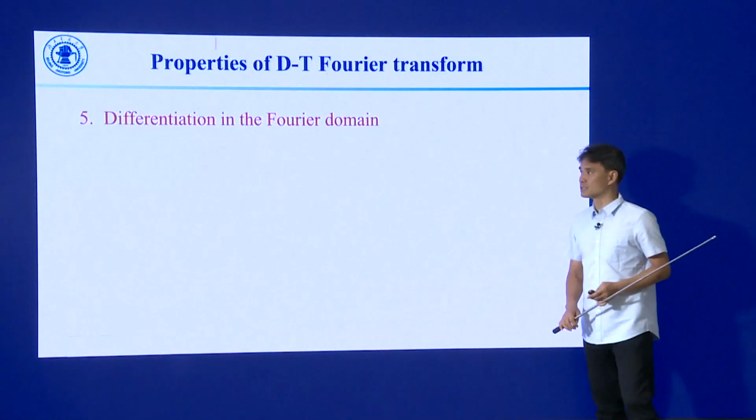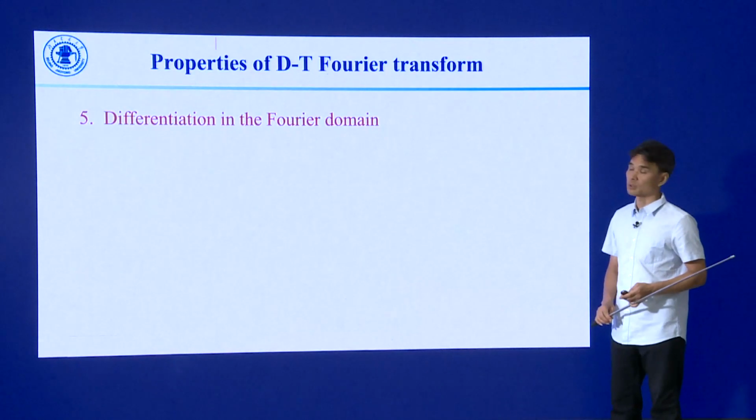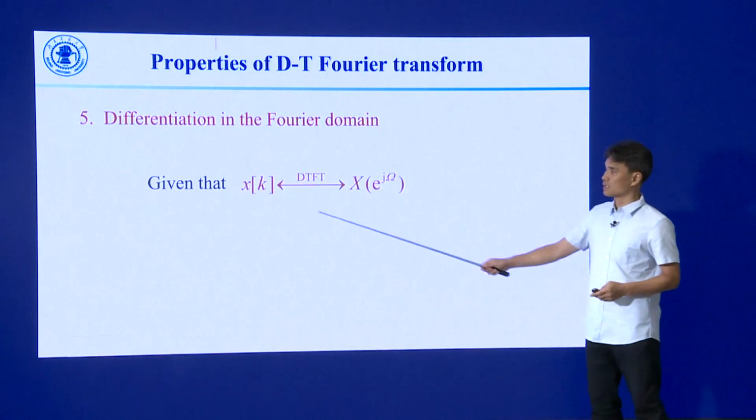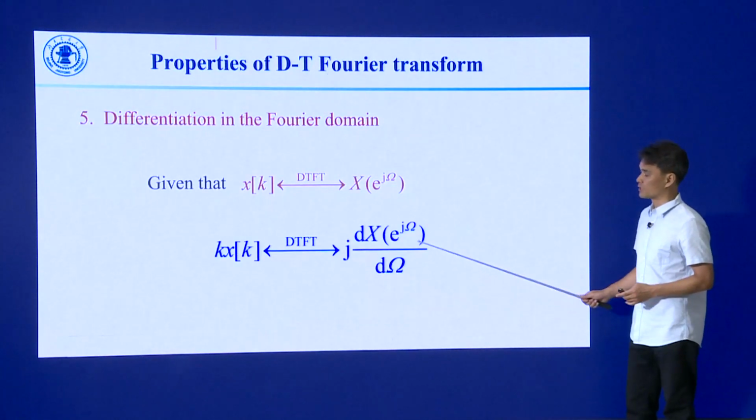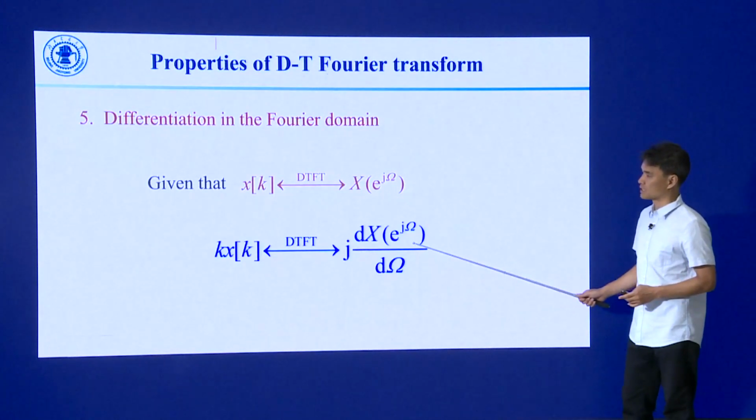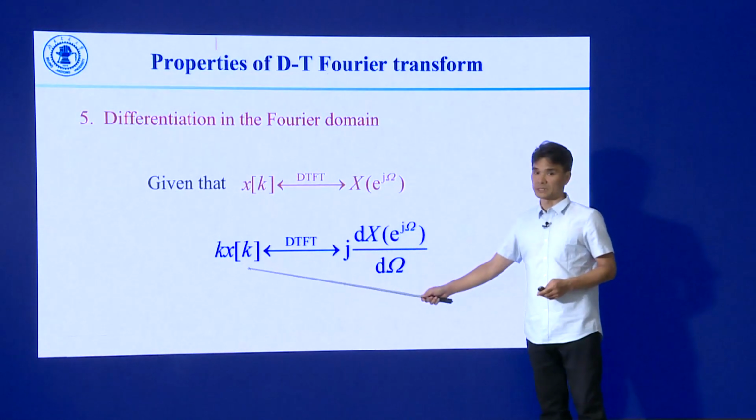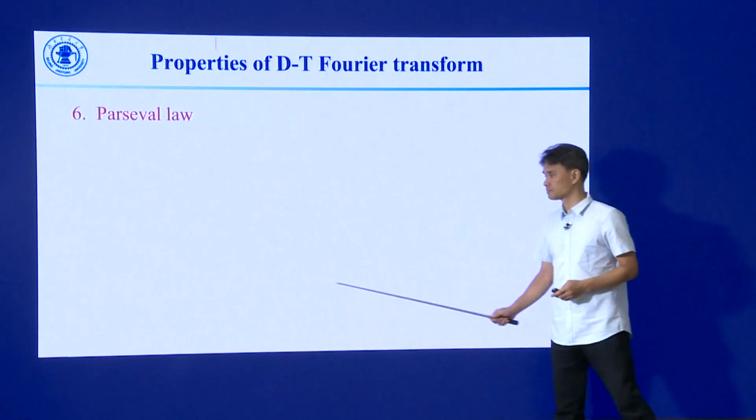The next property is differentiation in the frequency domain. This is given a DTFT pair. If we do differentiation in the frequency domain, it corresponds to multiplication in the time domain.